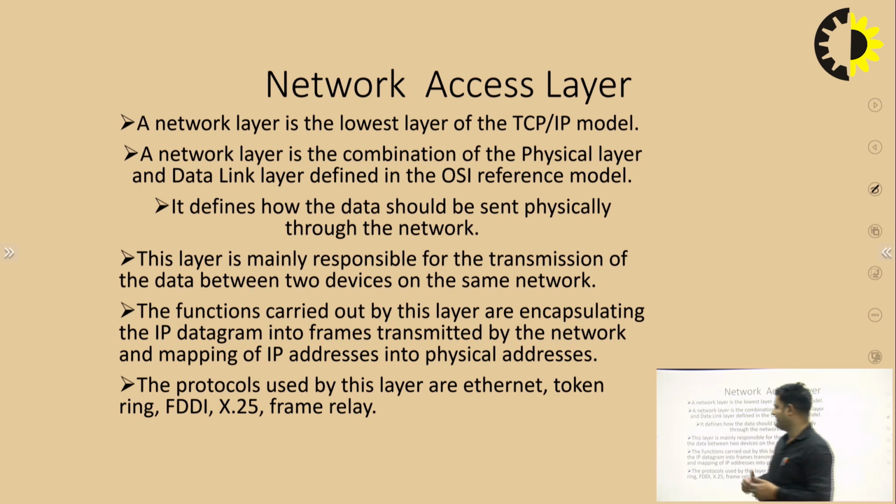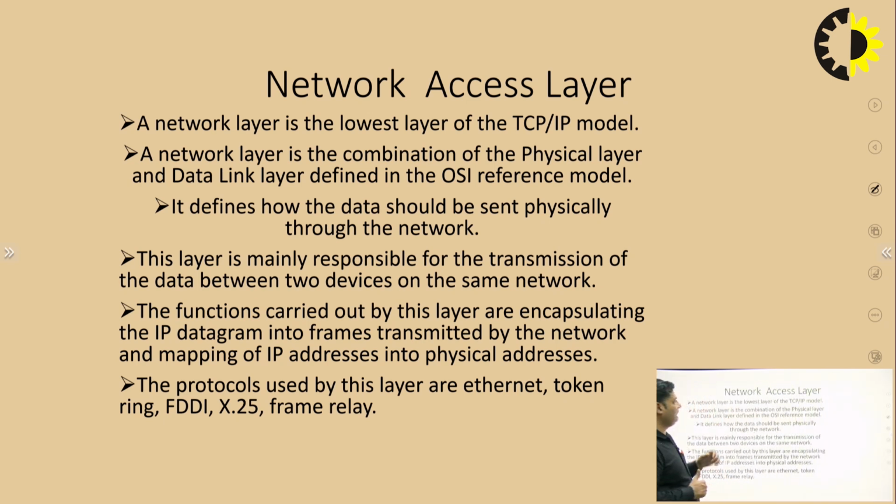So what happens in this layer? It is the lowest layer of the TCP/IP model. It is the first layer of the TCP/IP model, and it is a combination of the physical layer and the data link layer as defined in the OSI model. Third, it is used to transfer the data sent physically through the network. What is the meaning of this? It specifies how the file is transferred on the network.